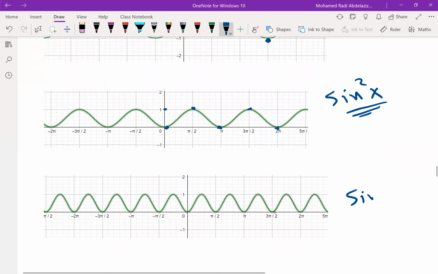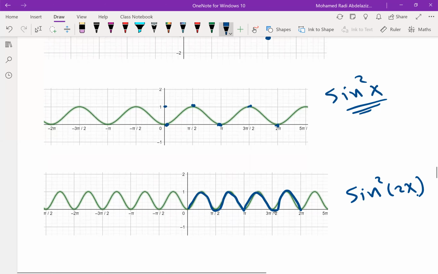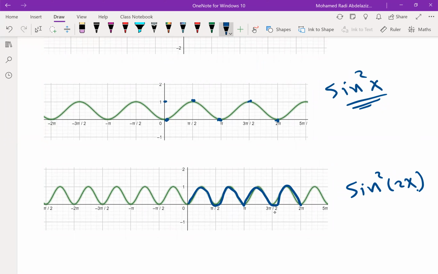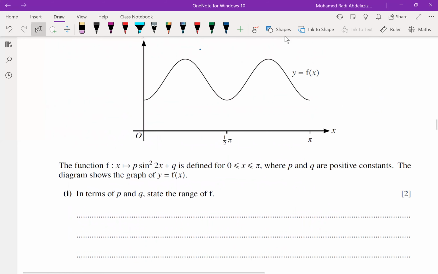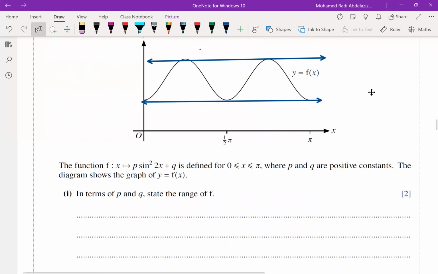If it is sine squared 2x, it repeats, so there will be 2 waves. This is the graph of sine squared 2x, and this is the range from 0 to 1. Let's now go back to part 1. This is the graph of sine squared, but we have a range, from the minimum value to the maximum value. I will explain algebraically how to get the range after this part. This is the minimum and this is the maximum. There is stretching horizontally and vertically.